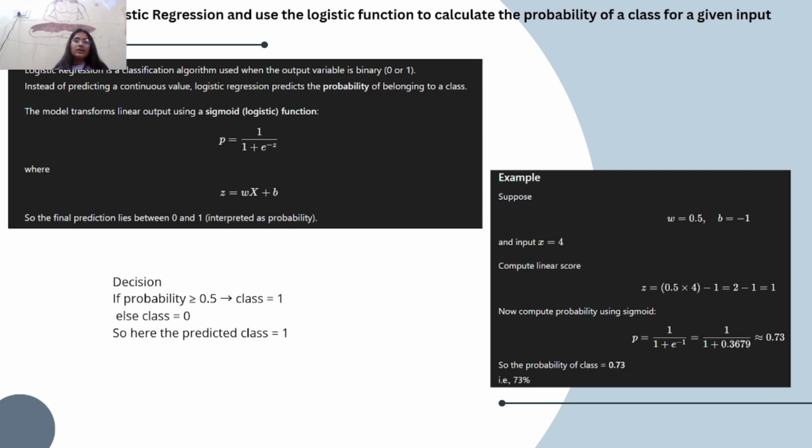So what have we covered? Linear regression minimizes MSE, the closed form uses the normal equation, and gradient descent updates weights iteratively, whereas logistic regression uses the sigmoid function and outputs a probability between 0 and 1. Okay friends, that's question number 6. I hope now you clearly understand how coefficients are calculated in linear regression and how logistic regression predicts probability.